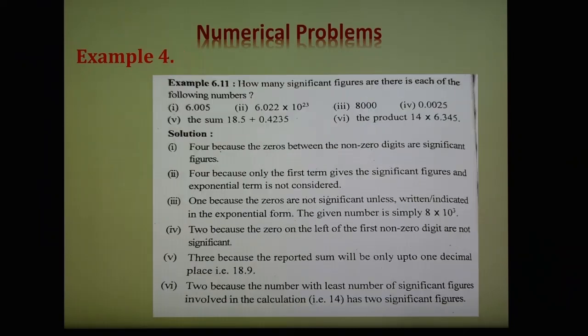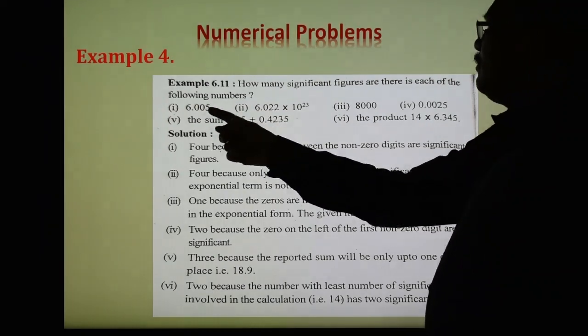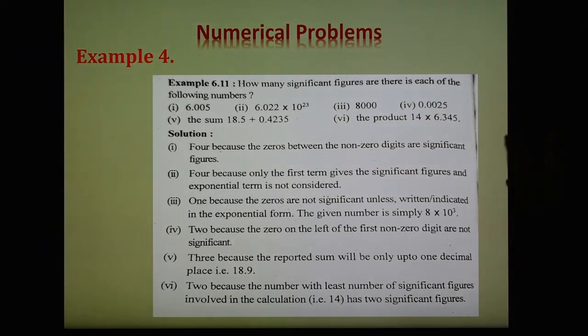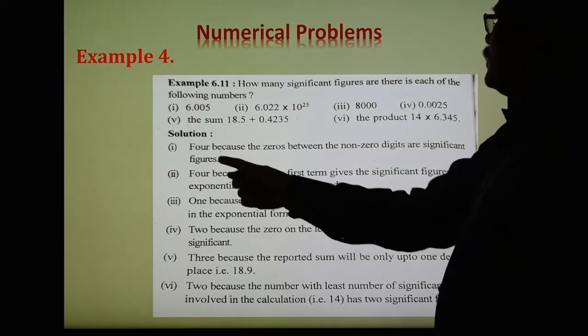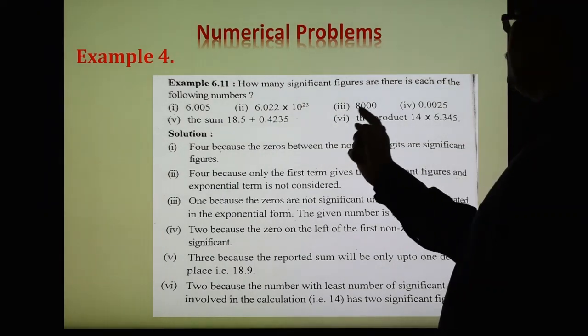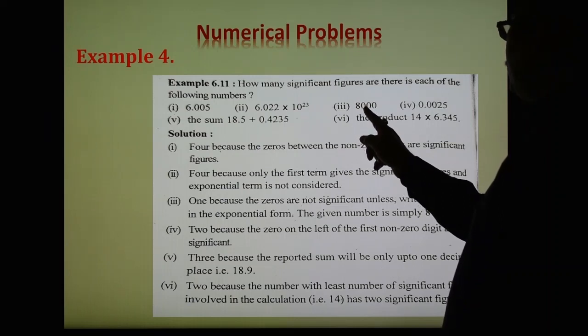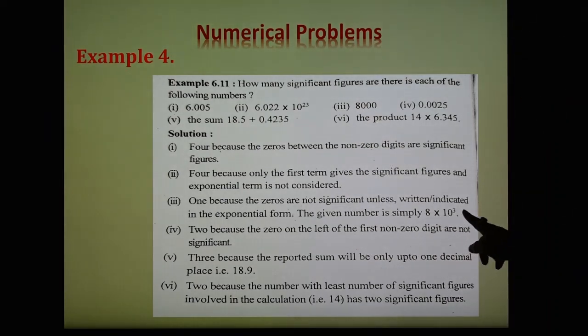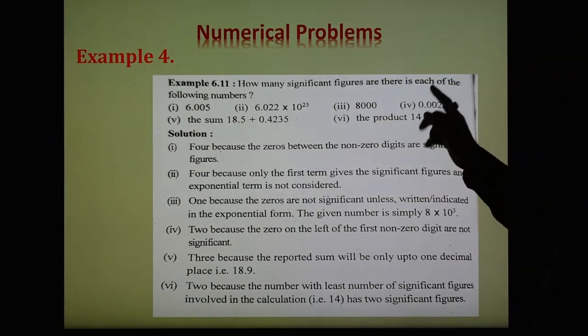In the next example, number 4, the problem is how many significant figures are there in each of the following numbers. These are the numbers given, and we have to find the number of significant figures. In this case there are 4 significant figures. In this case also there are 4 significant figures because of the scientific notation. In this case the 0 is placed on the right hand side, therefore this can be written as 8 times 10 to the power 3, so the number of significant figures is 1. And in case of 4, the number of significant figures is 2 because 0 is not significant.